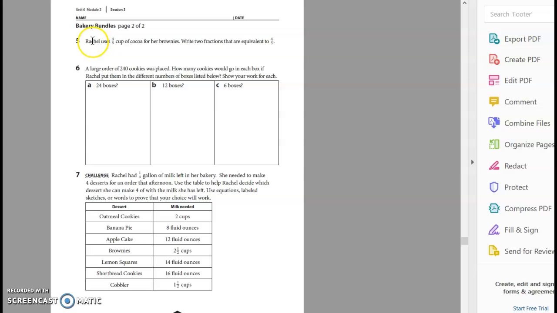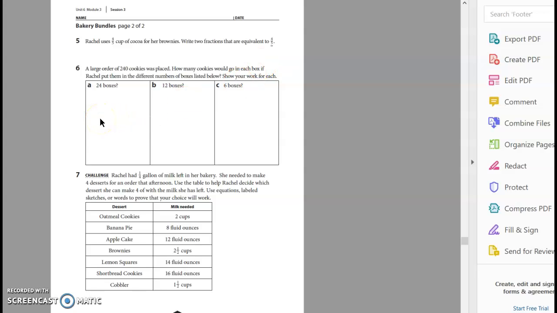Number 5. Rachel uses 4/5 cups of cocoa in her brownies. Write 2 fractions that are equal to 4/5. In today's lessons, you were given a hint on how to find equivalent fractions. I want two different equivalent fractions of 4/5, starting at 4/5.